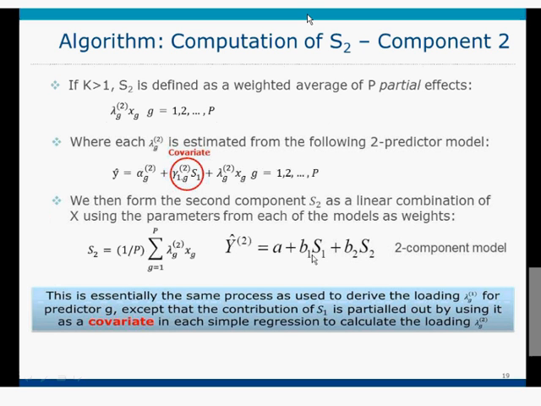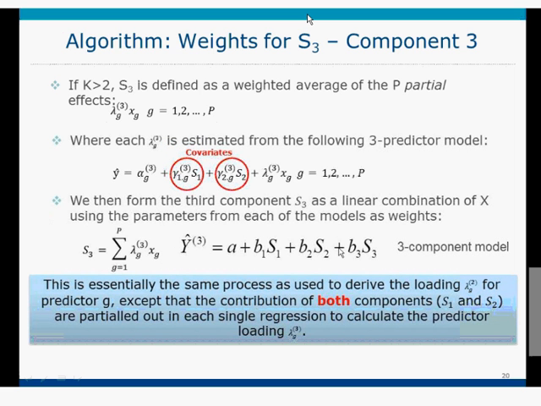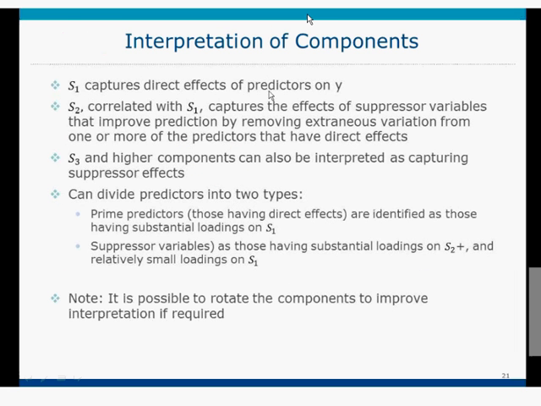And as I showed you before, we could also get the regularized regression coefficients for each of the predictors. Okay, now we can continue this to go to 3 components. And in that case, we control for both S1 and S2 as covariates in the model. Otherwise, it's the same thing. So we have S1 capturing the direct effects. S2 captures the effects of suppressor variables, as I've mentioned before.